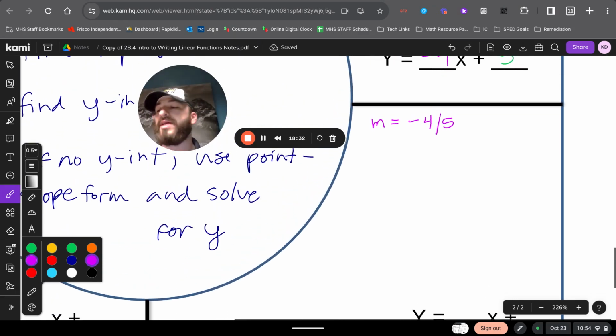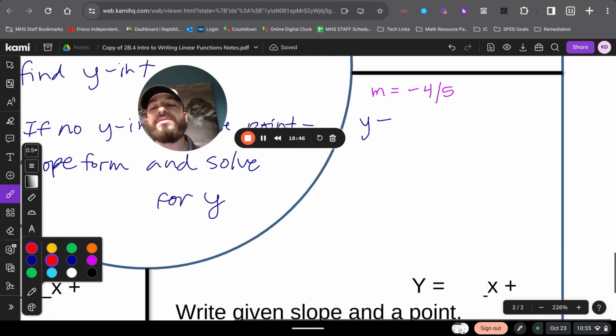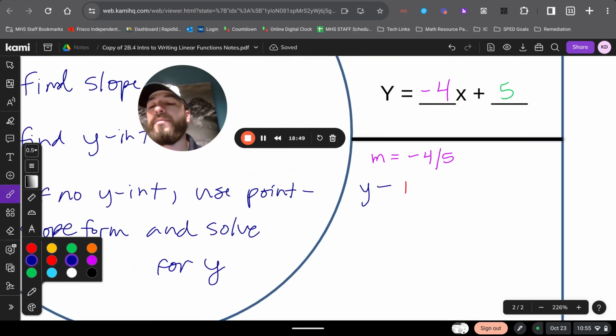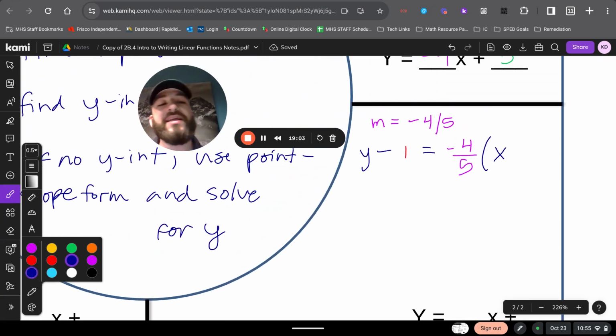So our point slope, remember, is that y minus y1 equals m times x minus x1. So we're going to do y minus, and our first point, remember, this is always x1 and y1. So our y1 is 1, so y minus 1. And that would be equal to our slope of -4/5, so -4/5. And then parentheses, x, and it is minus -5, so minus -5 is going to give us that plus 5. And that is it. We have written our equation in point slope form.